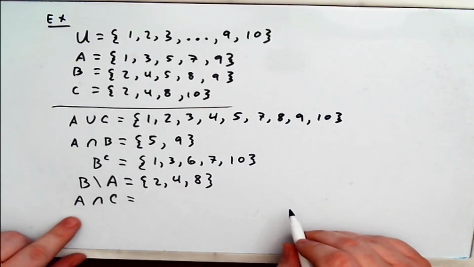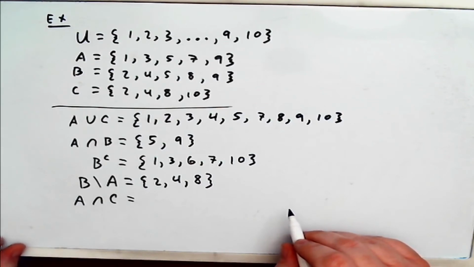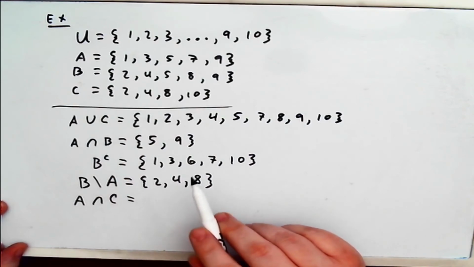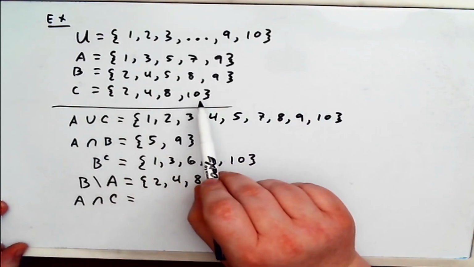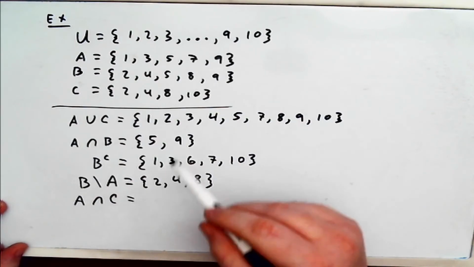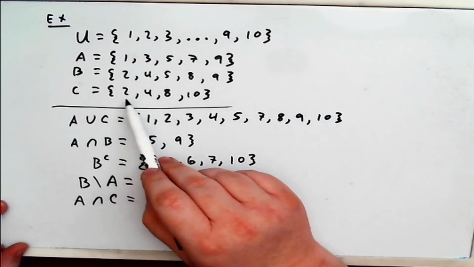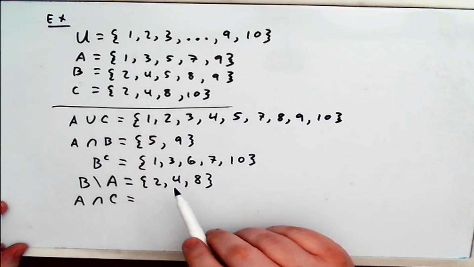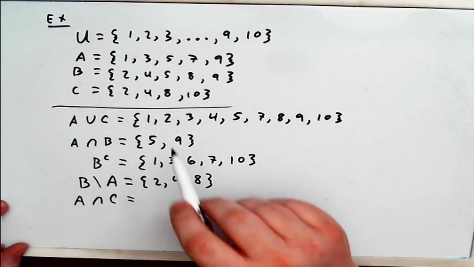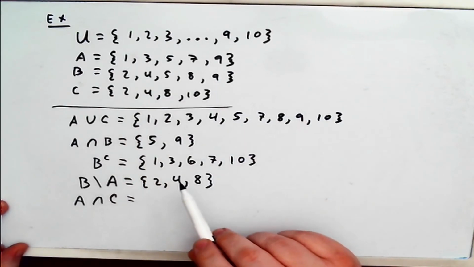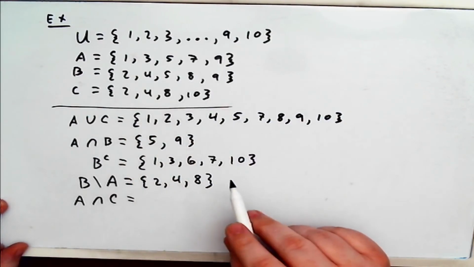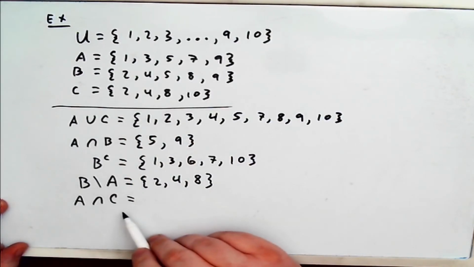This time we want to compute A intersect C. Okay? So again, it looks like C is a smaller set. So I'm going to count through C and see if it has anything in common with, remember this is intersection, so I want to see what's in common with set A. 2, well, that's not in A, so I don't write it. 4, that's not in A, so I don't write it. 8, well, that's not in A, so I don't write it. And finally 10, oh, that's not in A. So they have no elements in common.